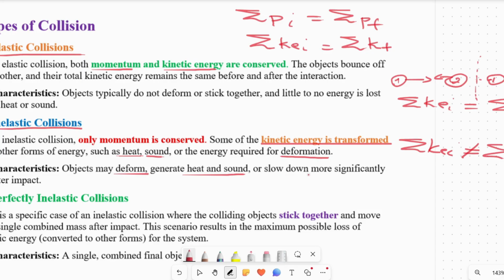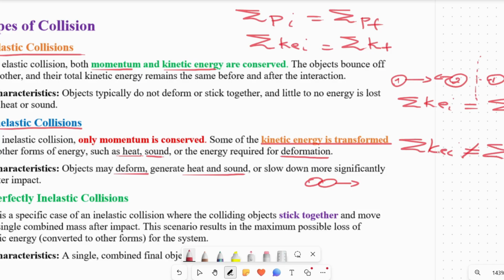There's also a more significant slowdown after impact. For example, in most cases the two objects become joined together after the collision. This type of collision is mostly classified as inelastic collision. So that is how you can see them.